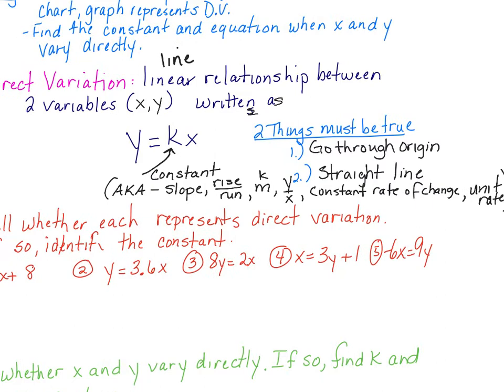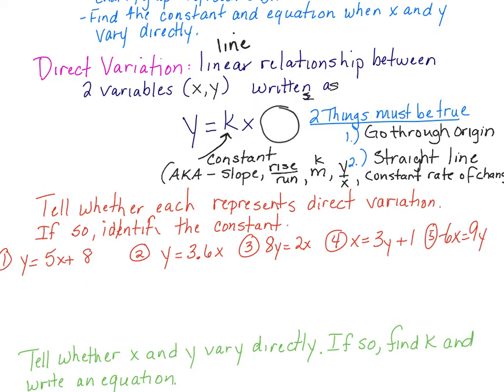If it looks like this, would that be a direct variation problem? No. So what is behind the X here? Do you see anything back there? Are they adding or subtracting anything? You have to be able to get it into the form Y equals KX. It cannot have anything added or subtracted. It cannot have exponents with the variables.